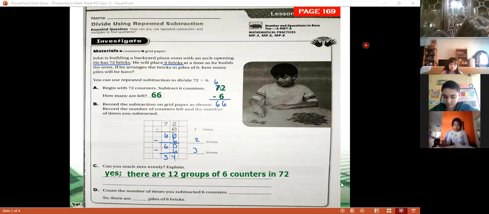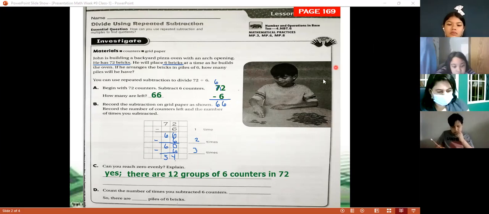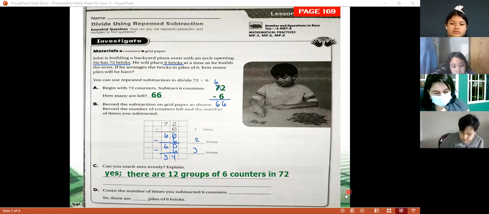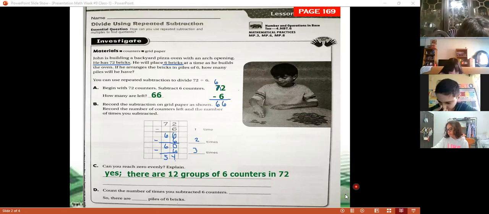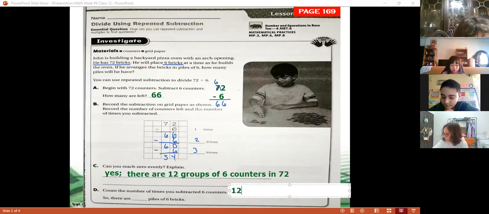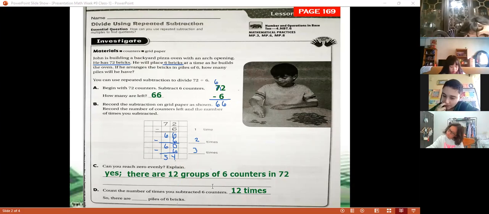How can we check this answer, class? That 12 groups of 6. If you multiply 12 times 6, that is going to be 72. Yes. Now, letter D says, count the number of times that you subtracted 6 counters. Remember that we said it's 12 times. So that is the answer of letter D.